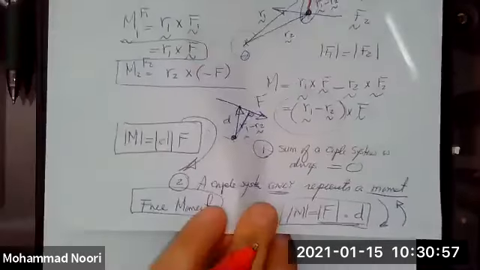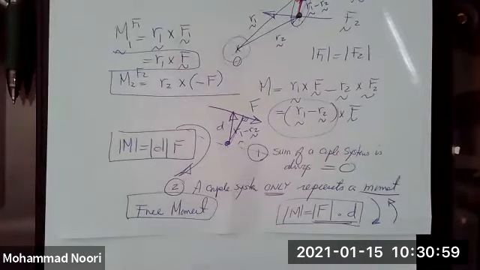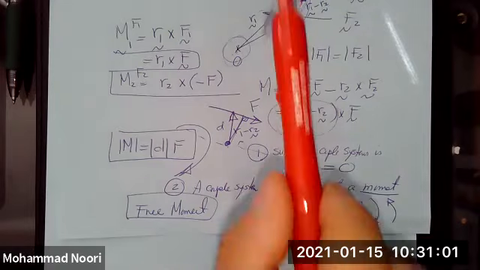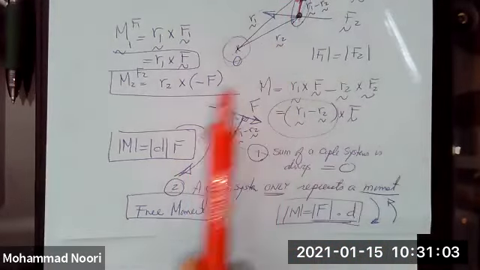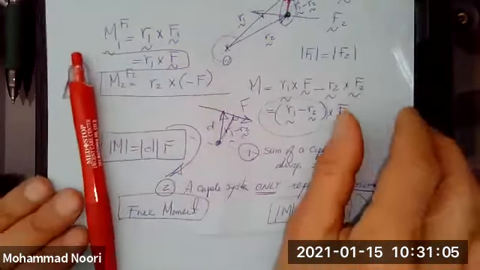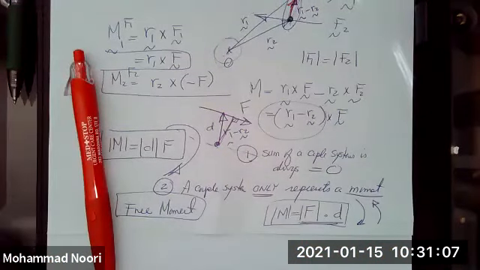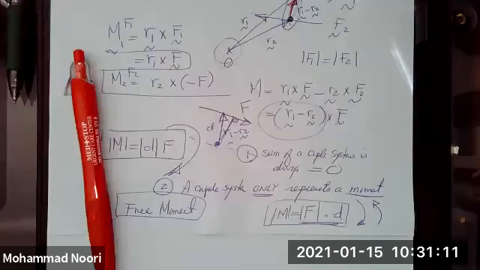Could you re-explain why it's called a free moment, please? Because that means regardless of where you put these two forces or the couple, wherever you put it on an object, the moment that they generate has nothing to do with where you have put them.